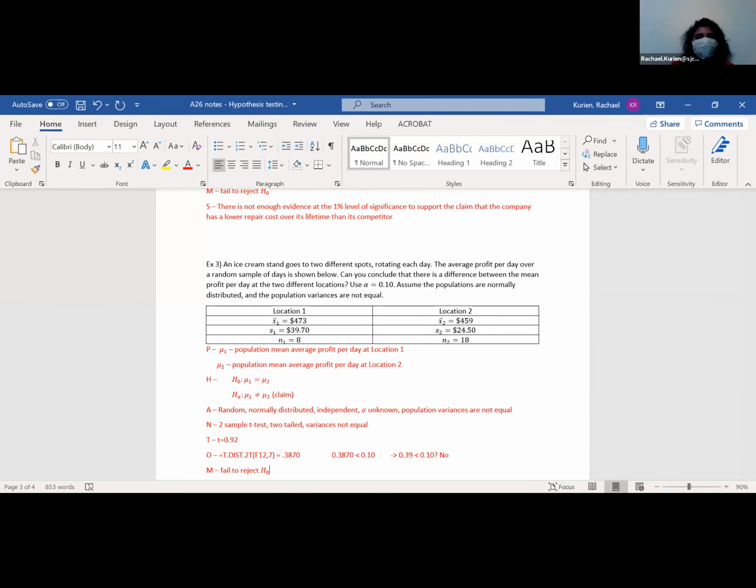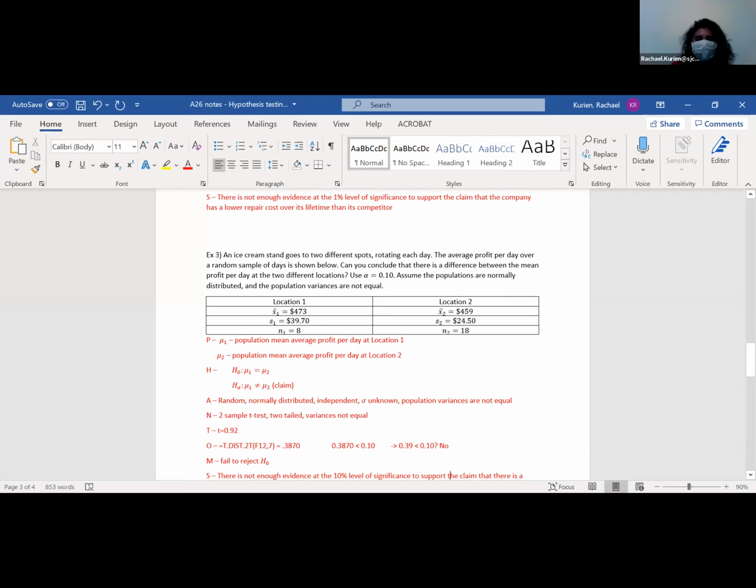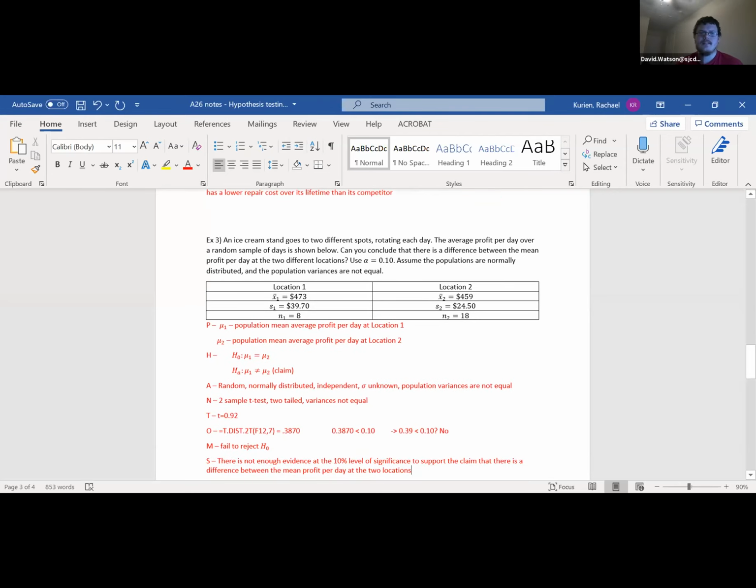All right. Are all of these failed to reject? That's so sad. Oh no, the last one is not. Interesting. Spoiler alert. There is not enough evidence at the 10% level of significance to support the claim that there is a difference between the mean profit per day at the two locations.